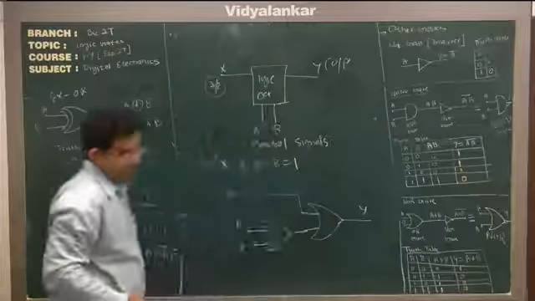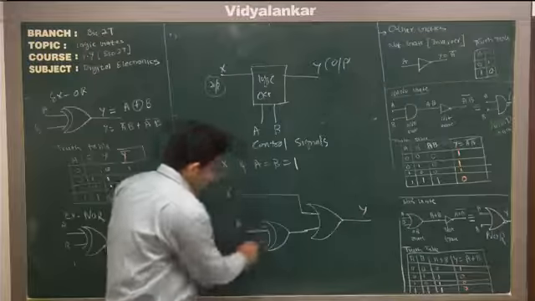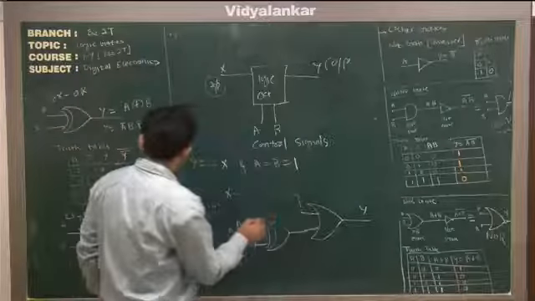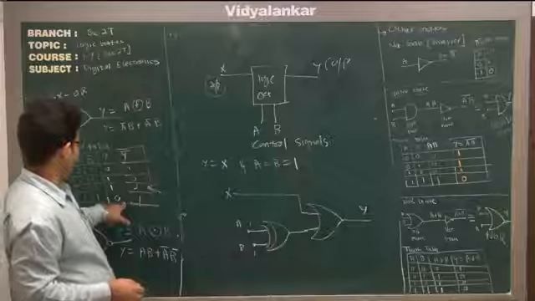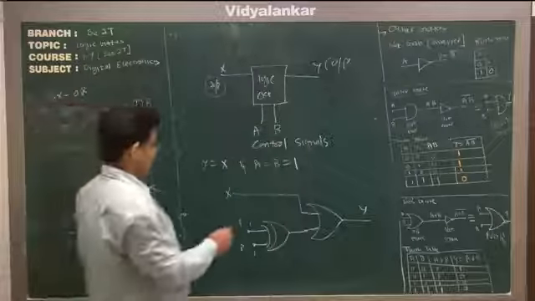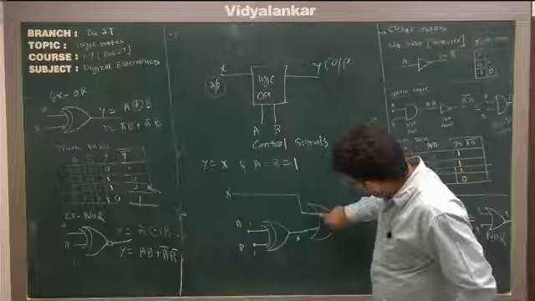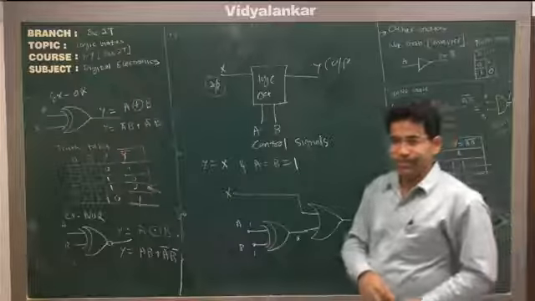Now let's understand this. Okay, so if this is 1, this is 1, then you will get a 0. If this is 1, this is 1, you will get a 0 here. 0 means at this point you will get 0, and then this is OR gate. So X will be transferred to Y. Thank you.